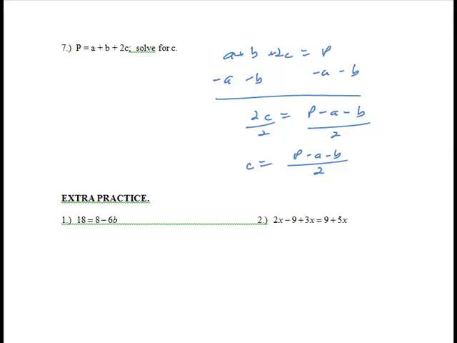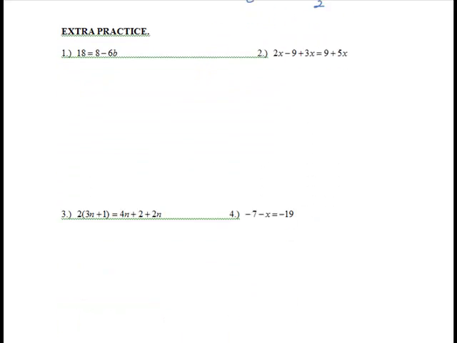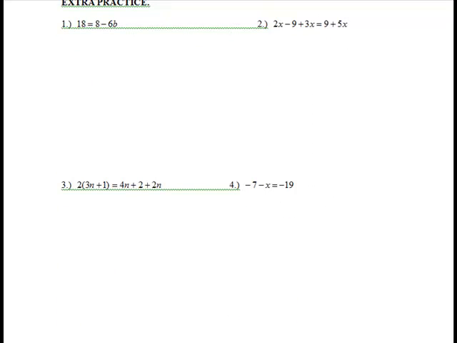Extra practice, just a few additional problems to work. Number 1, linear equation with one variable, obviously. Step number 1, both sides are already simplified. Step number 2, once again, that b is already on one side, it's on the right, but if we want, we can switch it around so it's on the left-hand side. So now isolate it, subtract 8 from both sides. Negative 6b is equal to 10, divide both sides by negative 6. b is equal to negative 5/3.